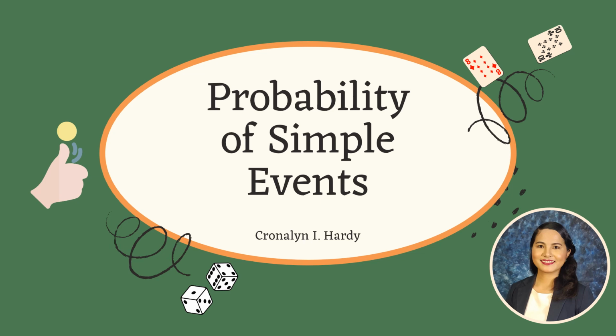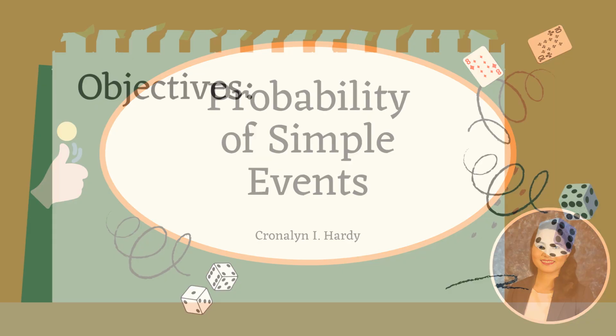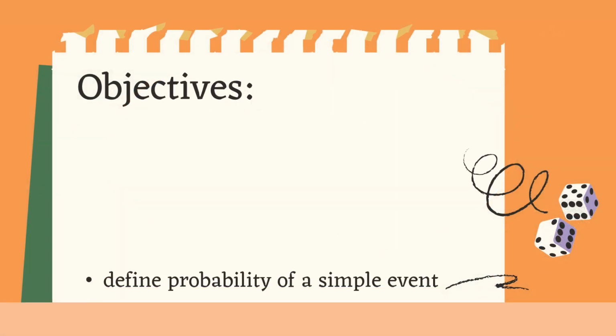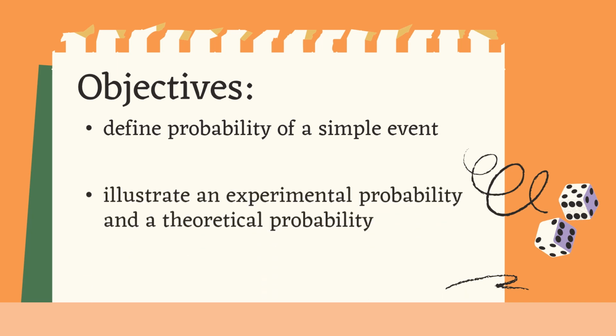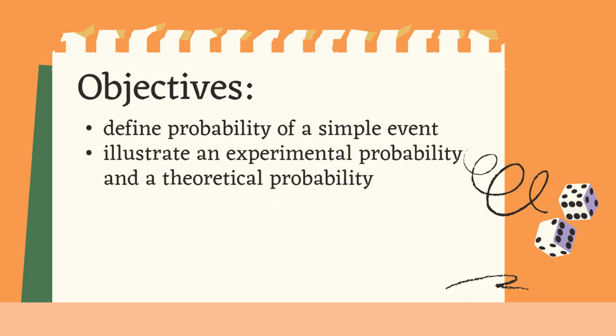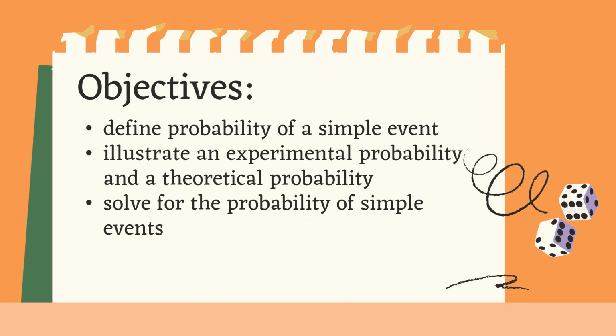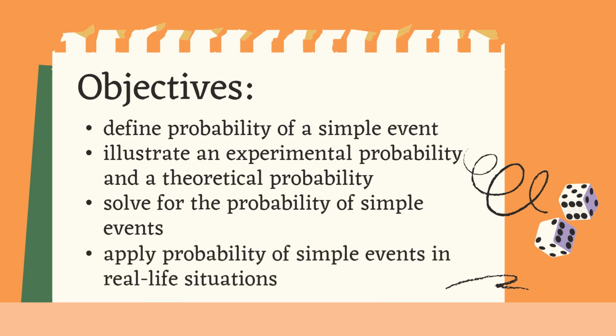Before we start, please prepare a pen and a paper for note-taking and writing your answers as we go through this lesson. At the end of this lesson, you are expected to define probability of a simple event, illustrate an experimental probability and a theoretical probability, solve for probability of simple events, and apply probability of simple events in real-life situations.